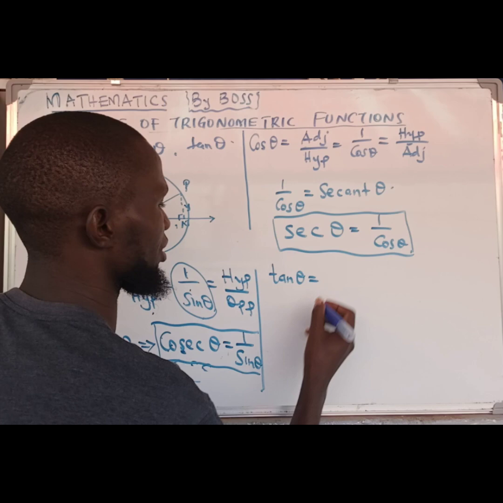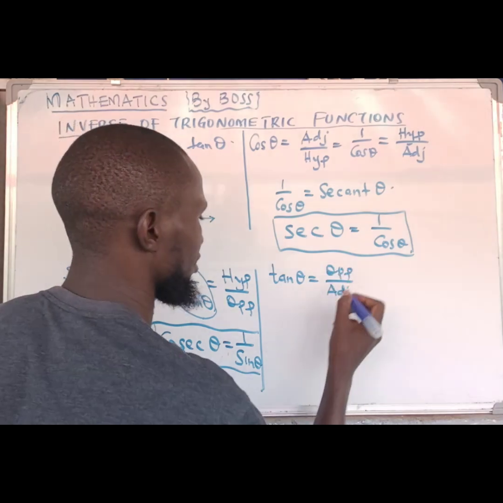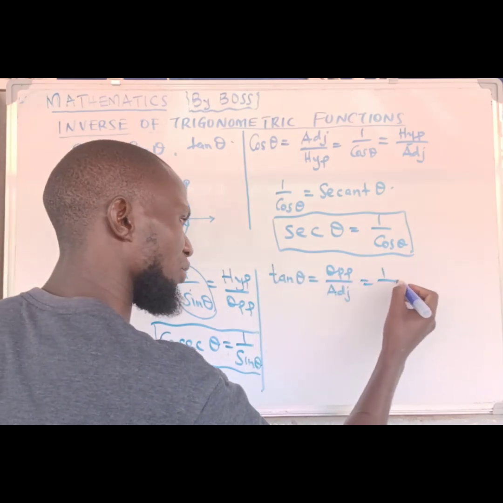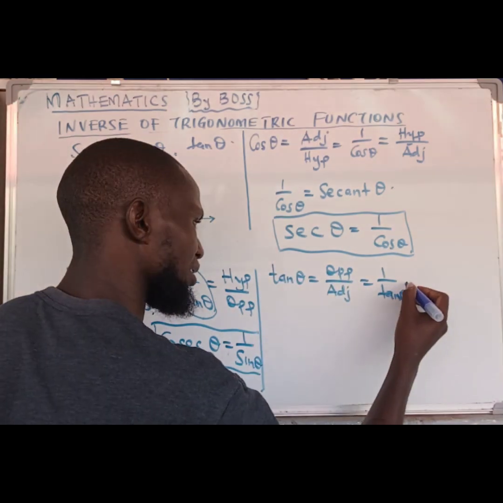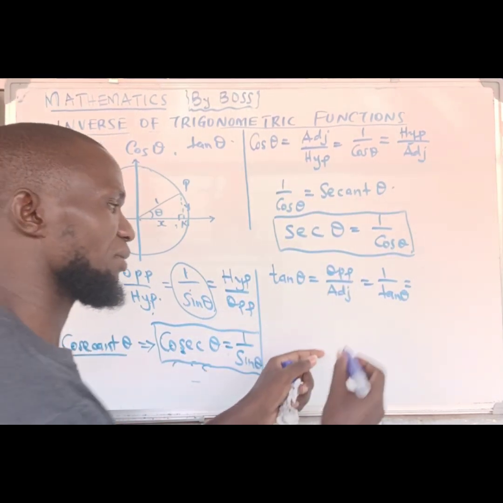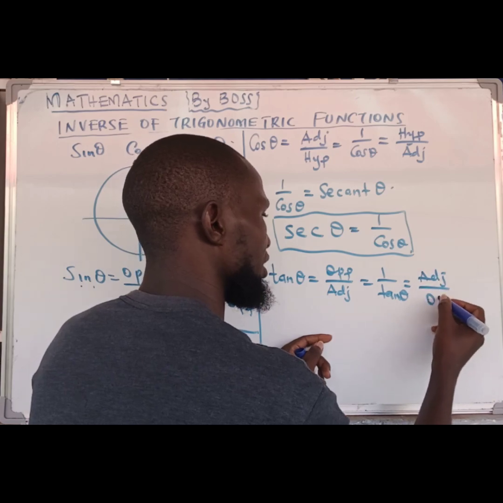Tan theta is equal to opposite over adjacent. The inverse of tan theta is 1 over tan theta. That means we will take the reciprocal of opposite and adjacent, which is going to be adjacent over opposite.